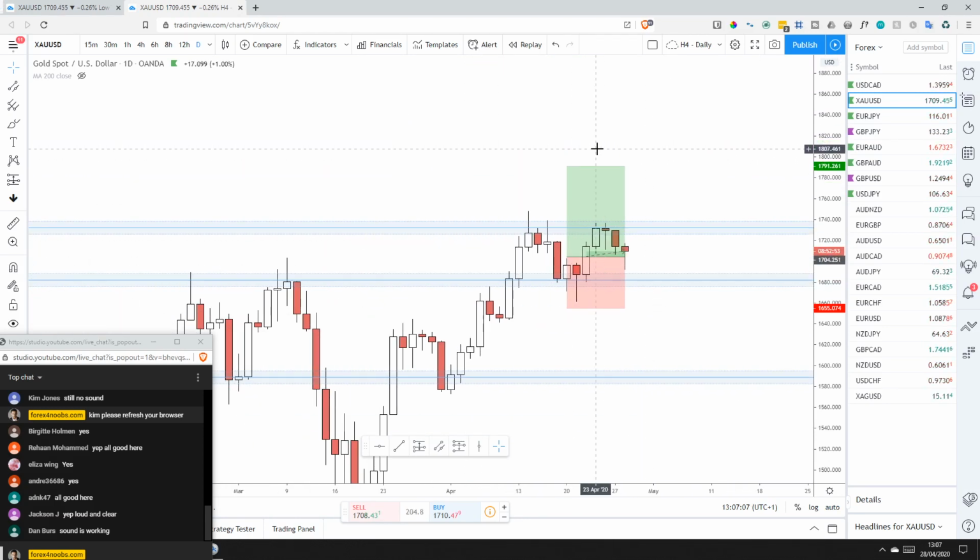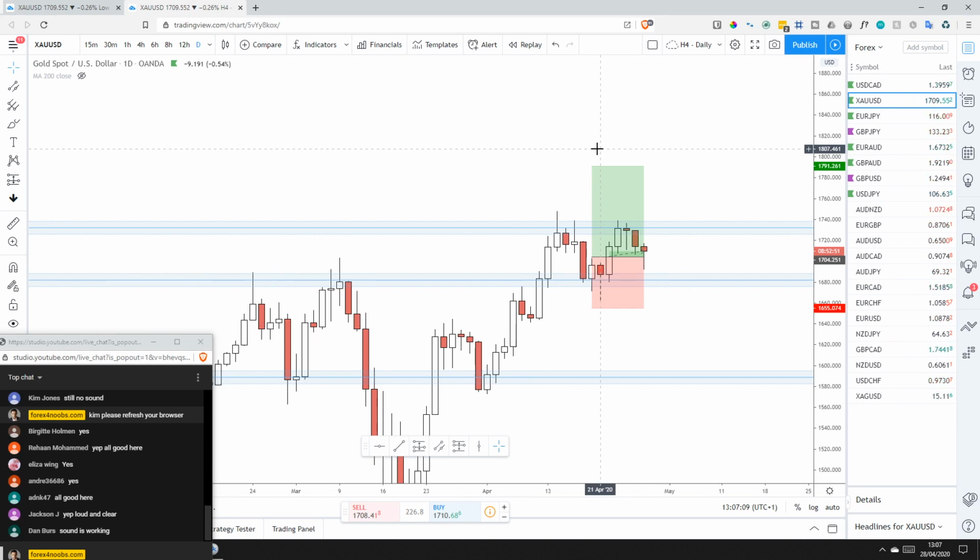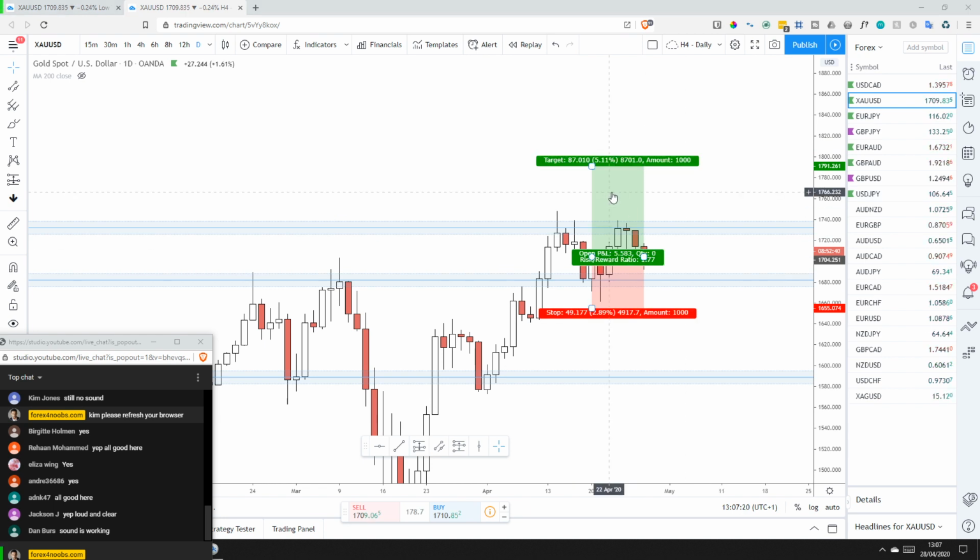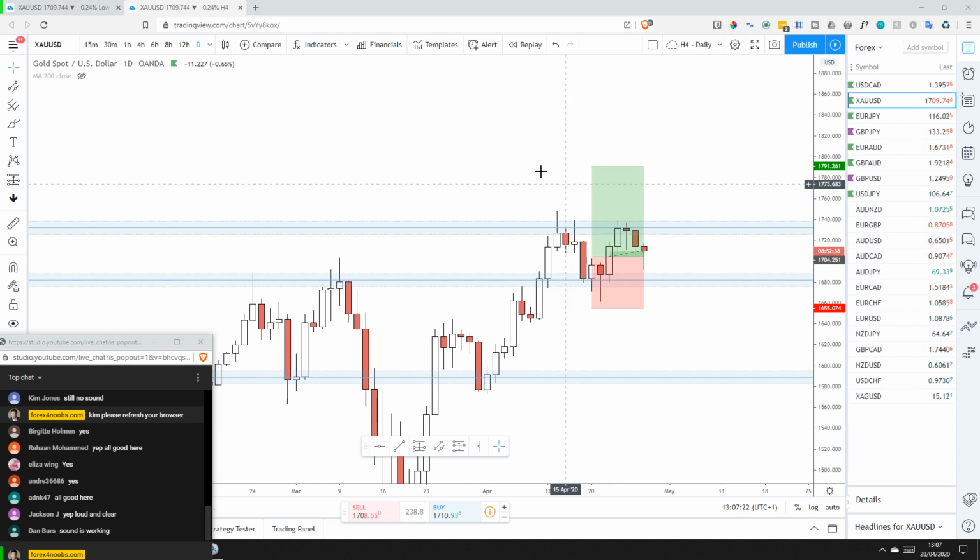Gold, it's just not really doing what I want it to do, so I'm going to close. I still haven't closed this one out, but I am going to close it very soon with just a little bit of profit. Around about here is where I'm planning to close out. What I was looking for on gold was a clear break of this peak.